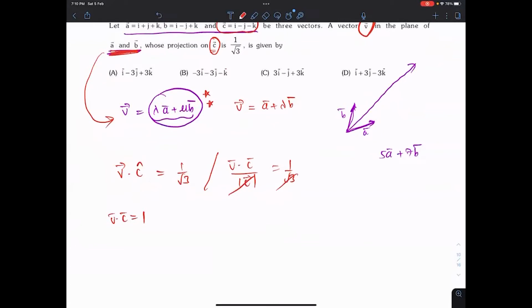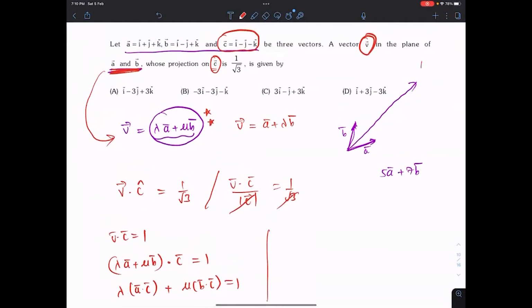Let us write down. What is V bar? Lambda A bar plus mu times B bar, dot C bar must be 1. So lambda times A bar dot C bar plus mu times B bar dot C bar must be 1. Put A bar dot C bar: if you calculate, 1 minus 1 minus 1, that is minus 1 times lambda, plus B bar dot C bar, 1 plus 1 minus 1, that is 1 times mu, is equal to 1. So mu is equal to 1 plus lambda.